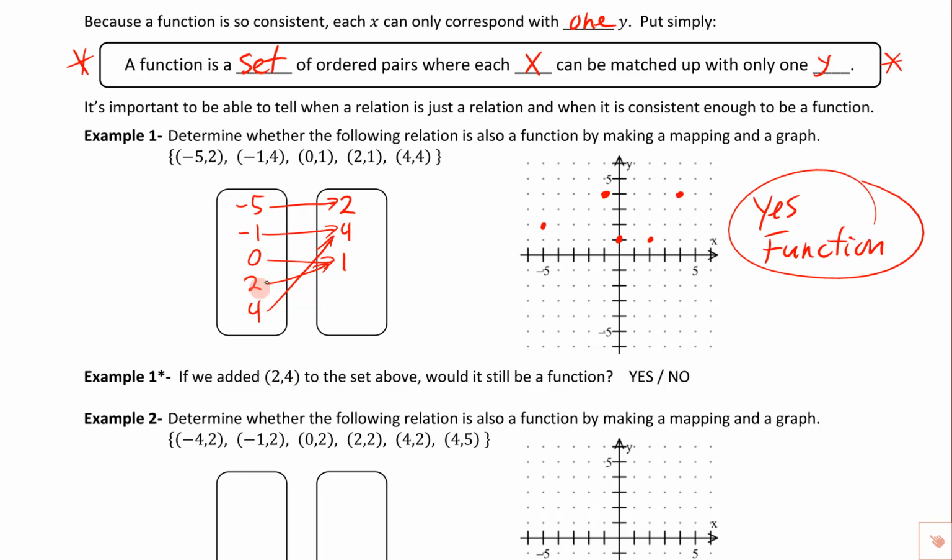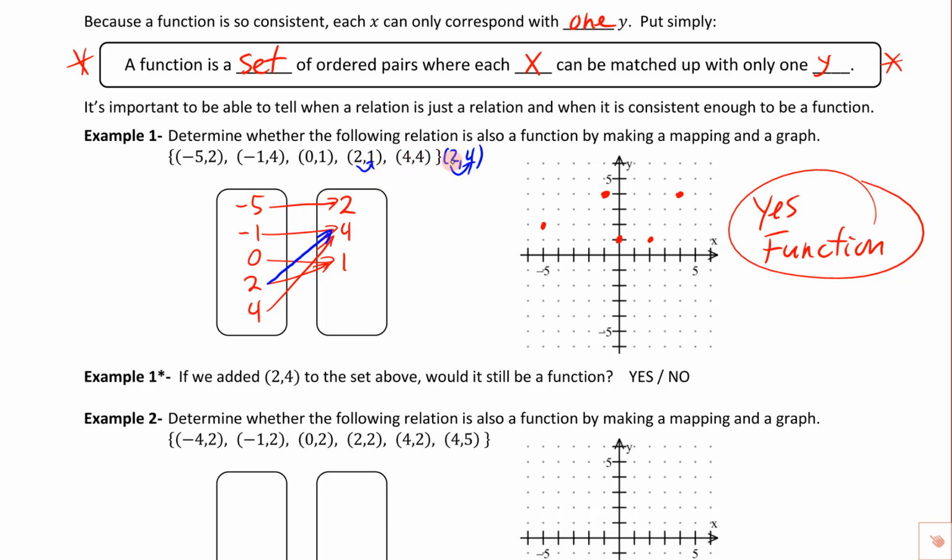So 2's already in there, 4's already in there, and then we're going to need to draw this line right there to represent that. So we've got 3 of these x's corresponding to 1 of these y's, but that's not the problem. Here's the problem. If I were to write this point up here, so the next point here would be 2 comma 4, here's the problem. 2 corresponds to 1 and 2 also corresponds to 4.